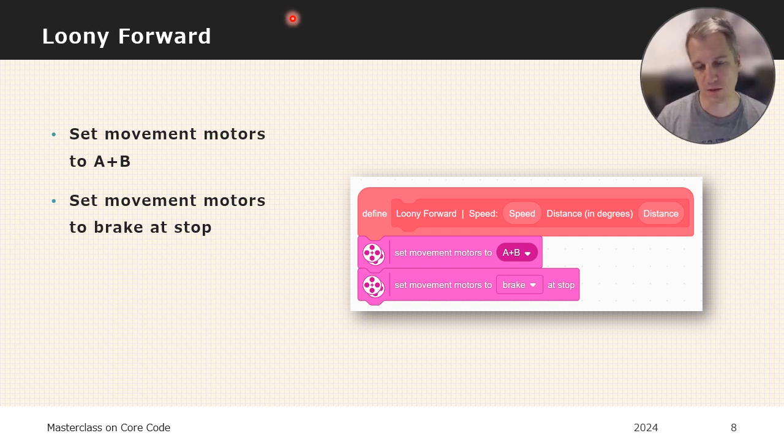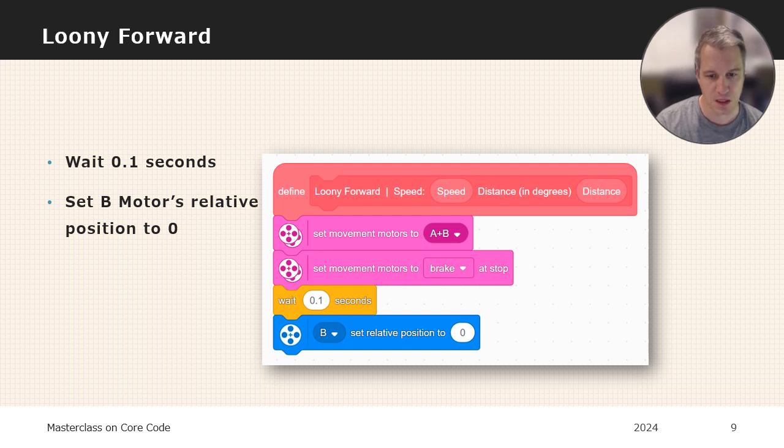And then setting the movement to brake just means that the motor will actually use power to brake when stopping instead of just coasting to a stop. And it applies friction to that motor afterwards. All right, let's add a couple more blocks on here. We're going to add the yellow wait block, and we're going to add this blue set the B motor's relative position. The wait block tells our code to wait 0.1 seconds before doing anything else.